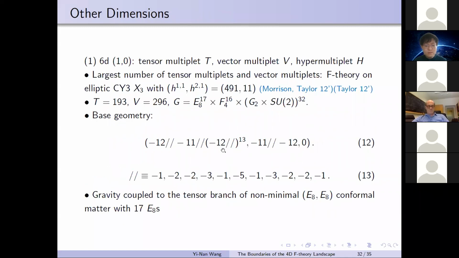Finally, I'm going to briefly mention the situation in other dimensions, and many answers to these questions are actually known already. For the case of 6D (1,0) supergravity, we can ask what is the largest number of tensor multiplets and vector multiplets coupled to supergravity. In this case, the particular model is F-theory on the elliptic Calabi-Yau threefold with the largest h11, and the total number of these fields is on the order of hundreds. It's also interesting that the structure of the base geometry looks like a non-minimal E8 conformal matter. Okay. So that is the 6D case.